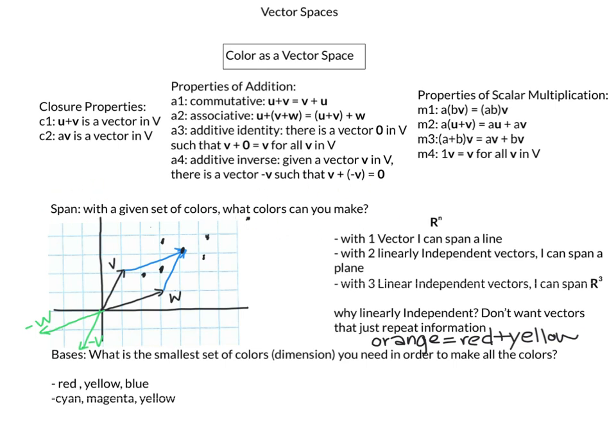So that's the idea of span. What are the new colors you can make, or what can you reach with the vectors that you have? Extending this idea is the idea of a basis, which is the smallest set of colors you need to make all the colors, assuming we're talking about colors as a vector space. So a basis for all the colors would be red, yellow, and blue. So you need exactly 3 vectors to make all the colors. An alternate basis for the colors would be cyan, magenta, and yellow.